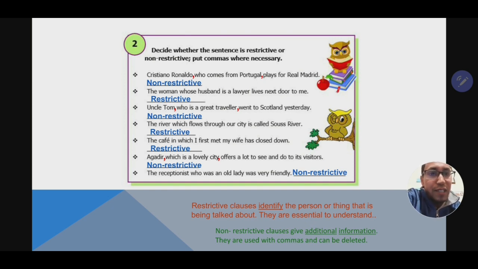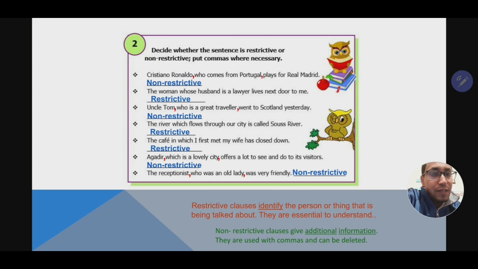Why? Because who was an old lady is just additional information to describe her. Sometimes we can call this non-restrictive as well. Why? Because we usually have 3 receptionists, one working by night and one working by day, and sometimes a couple of them at a reception desk. One is handling passports and one is handling passengers and luggage, and so on and so forth. So the receptionist, who is an old lady, looks like additional information, so we need commas.